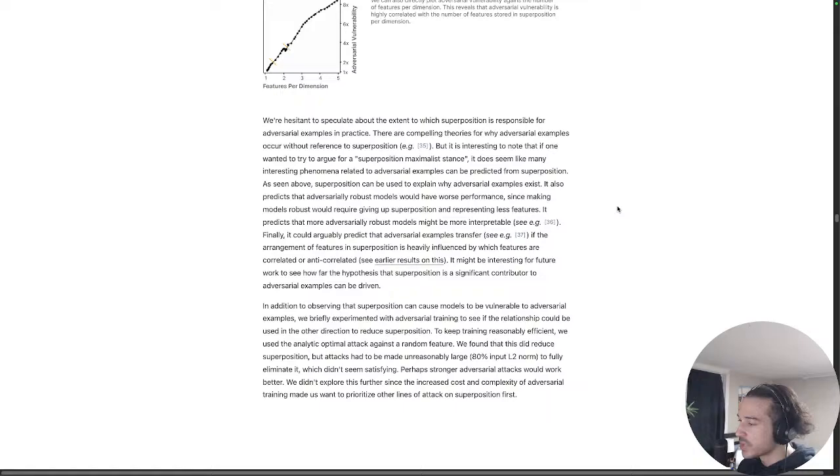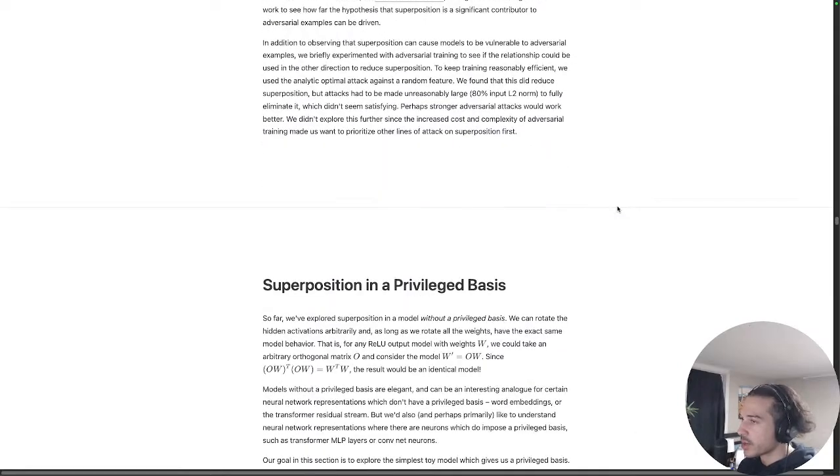To keep training reasonably efficient, we used the analytic optimal attack against a random feature. We found that this did reduce superposition, but attacks had to be made unreasonably large, 80% input L2 norm, to fully eliminate it, which didn't seem satisfying. Perhaps stronger adversarial attacks would work better. We didn't explore this further since the increased cost and complexity of adversarial training made us want to prioritize other lines of attack on superposition first.